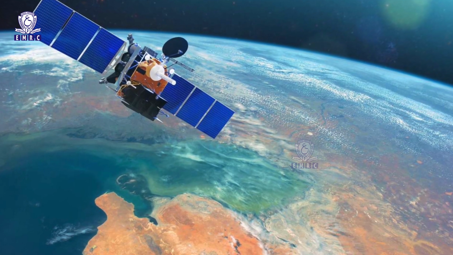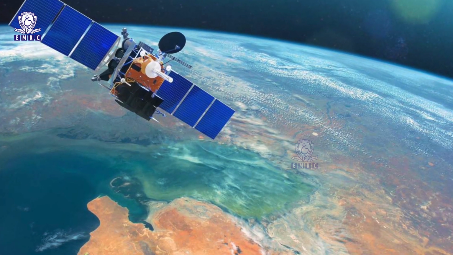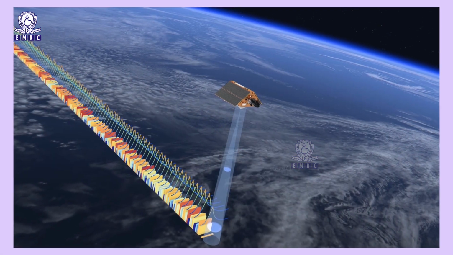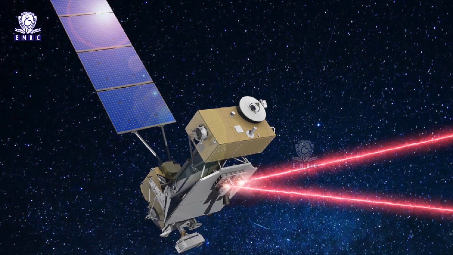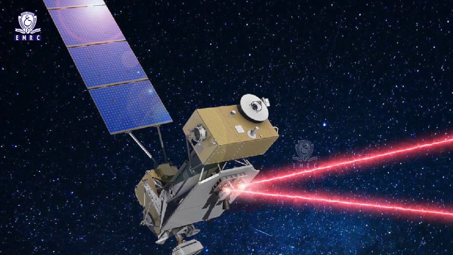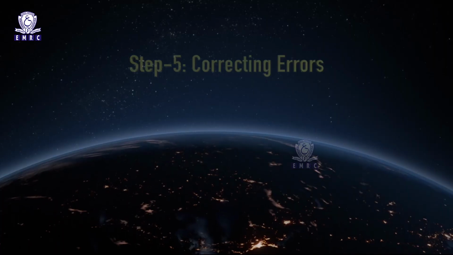Step 4. Knowing where a satellite is in space. We assume that we know the exact position of satellites, for which we can use those satellites as a reference point. But how can we know exactly where they are? After all, they float in space at 11,000 miles.